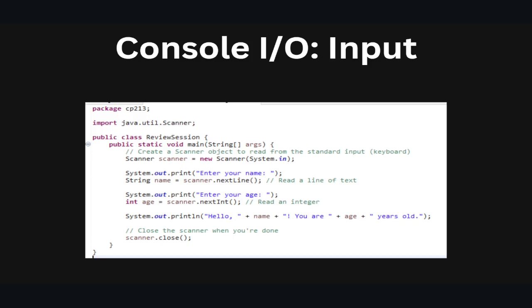But anyways, the next line is import java.util.Scanner. That's importing the Scanner class, because we want to use a class called Scanner in order to accept user input from the keyboard. So we have to import this class in order to use it. And then we have public class ReviewSession.